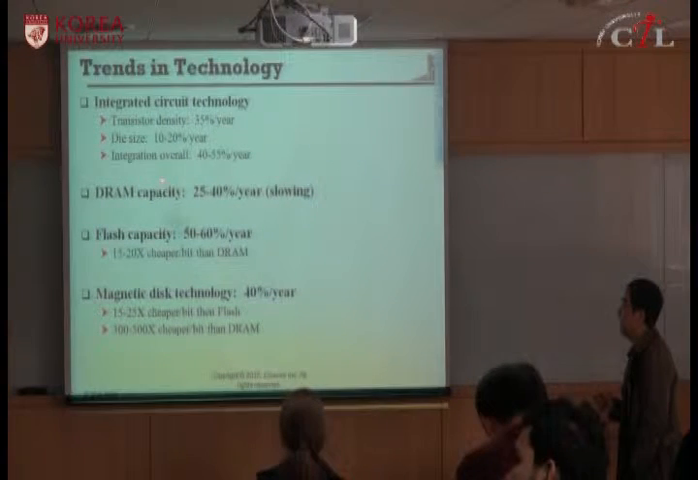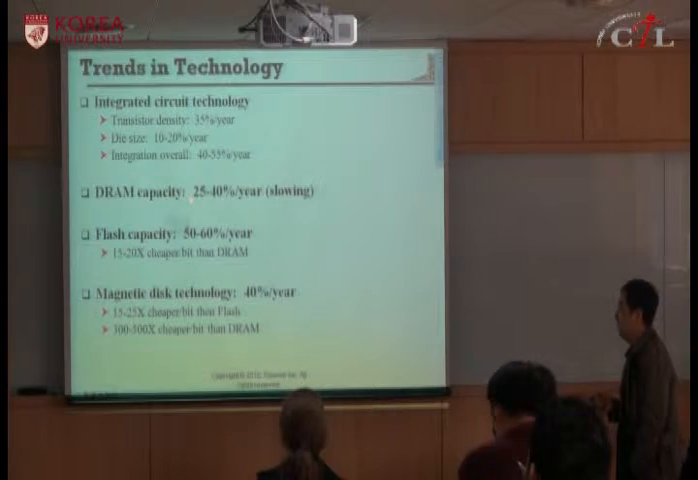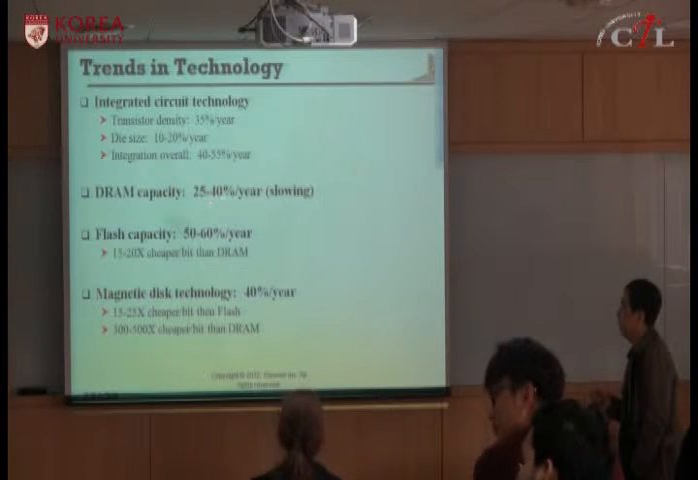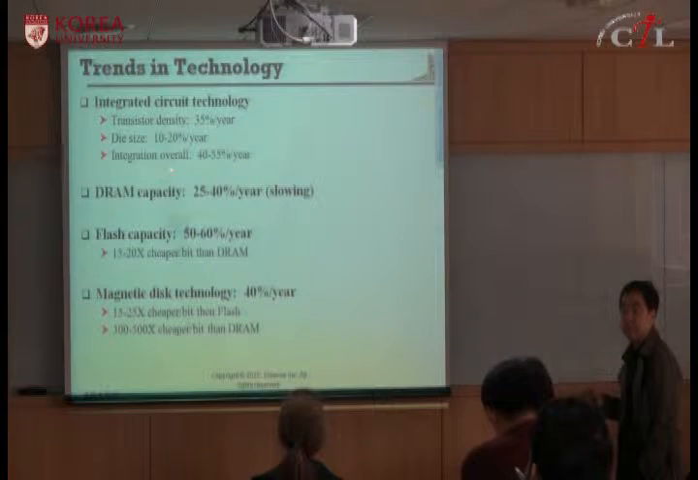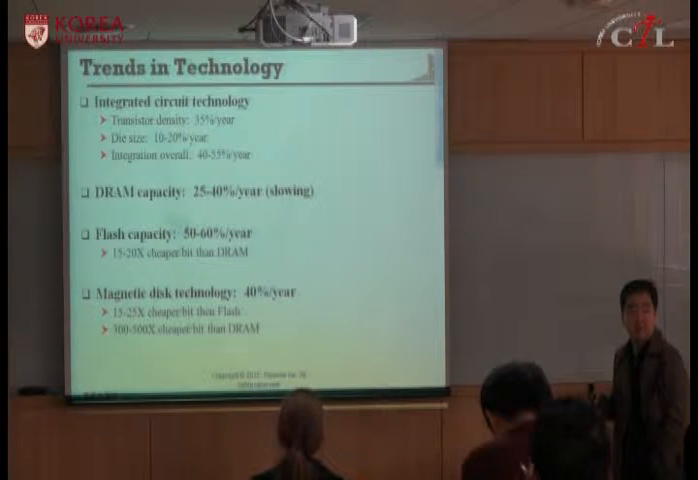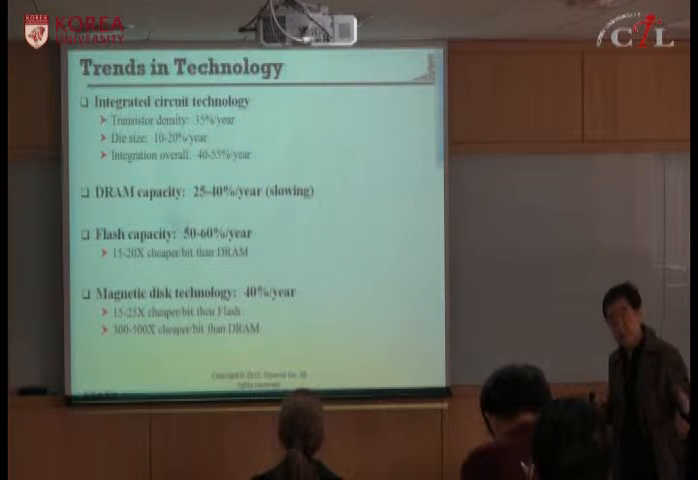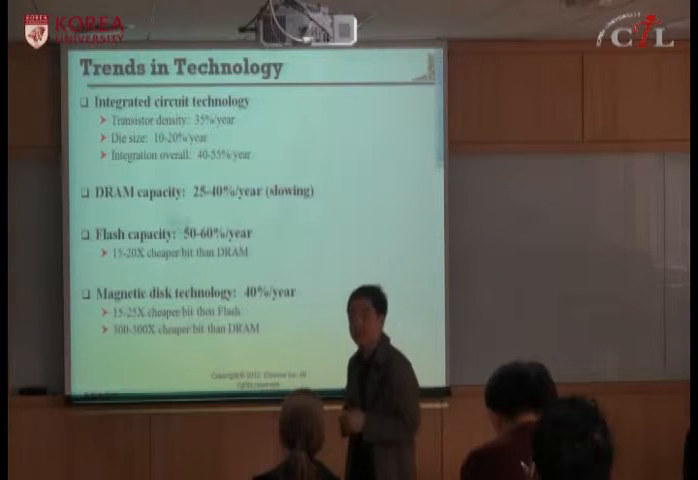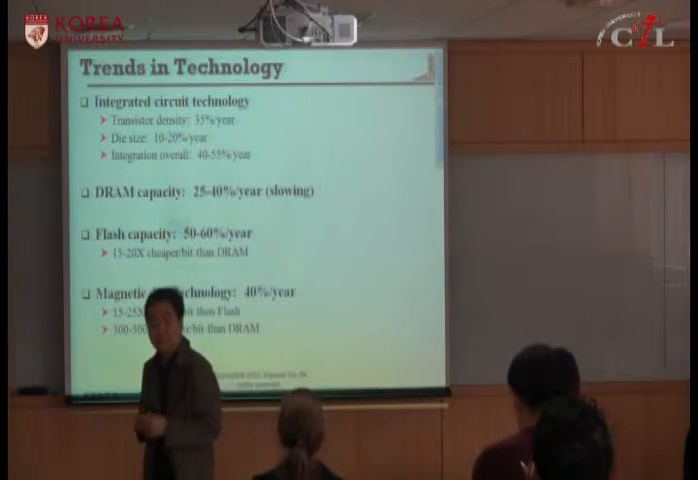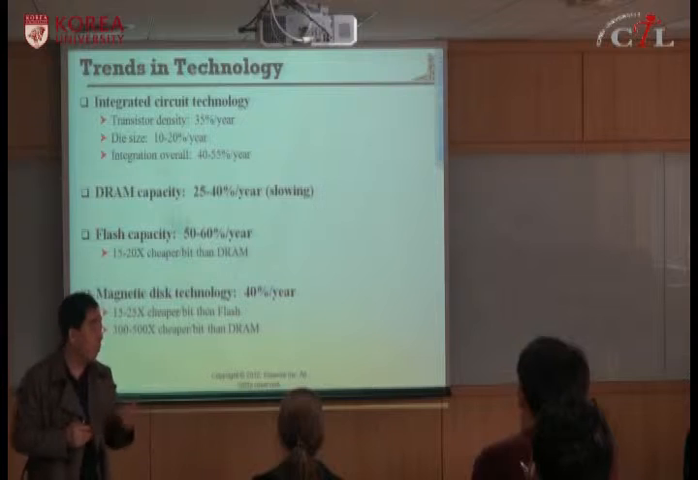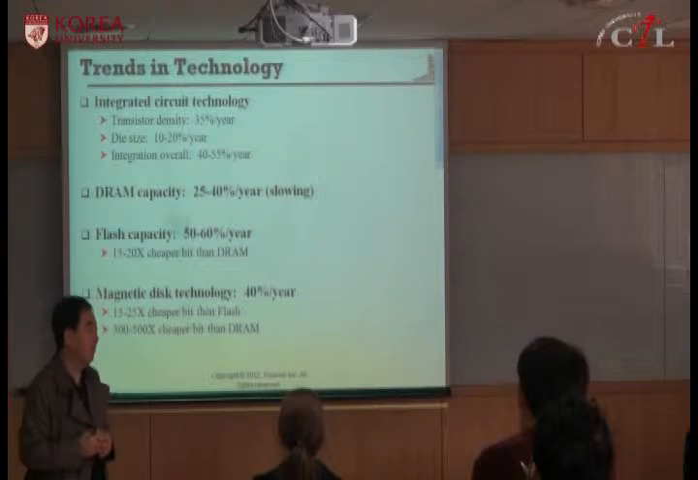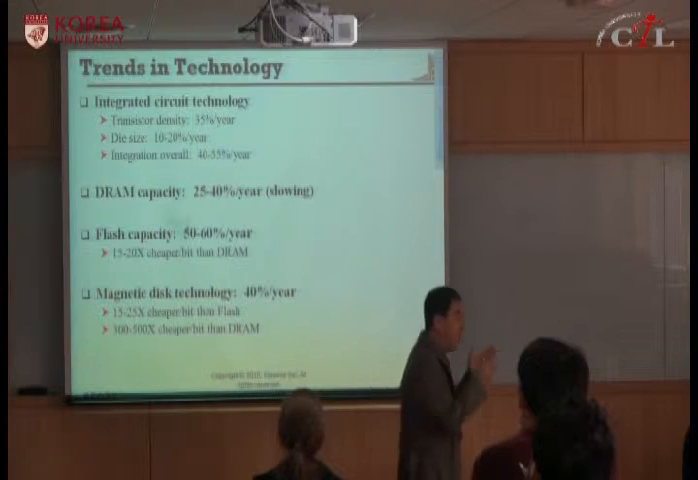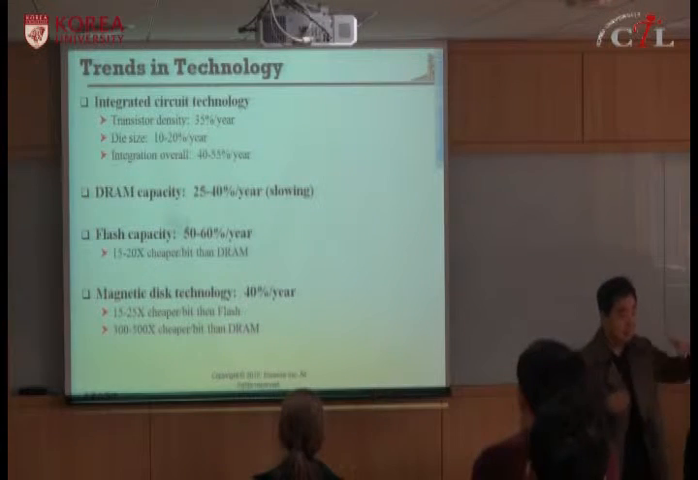DRAM capacity is also increased about the same as this transistor density, 25 to 40% per year, but it's been slowing down a little bit. In general, it used to follow Moore's law, but it's a little bit slower nowadays. And Samsung actually predicted they can double this density every year, but that's only for a short period. Nowadays, it's slowing down further.